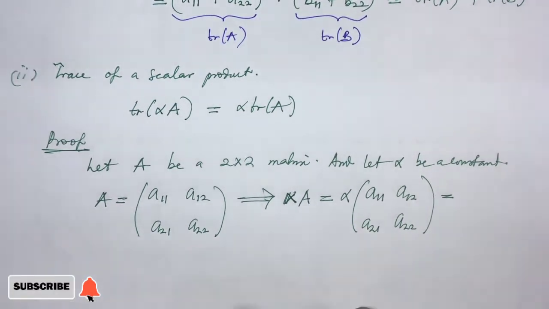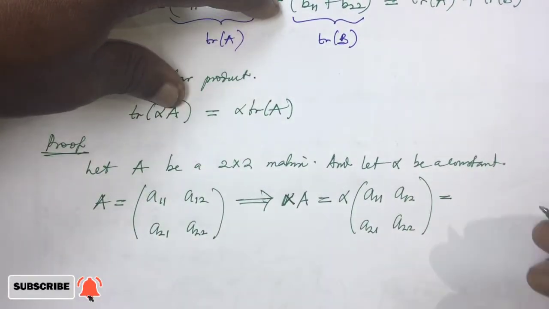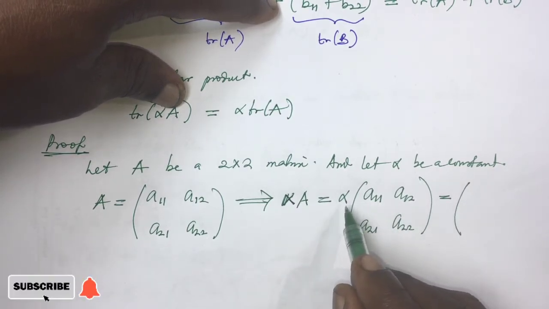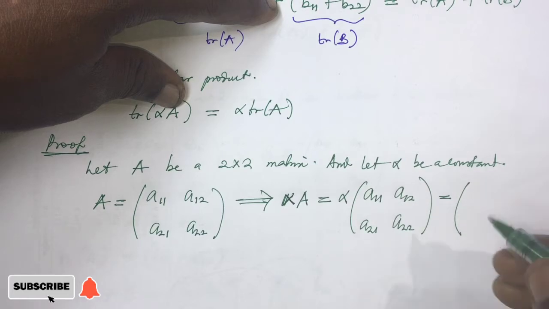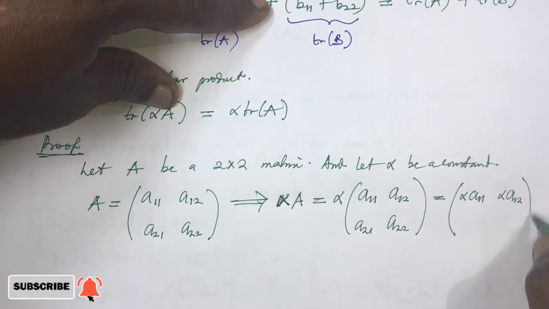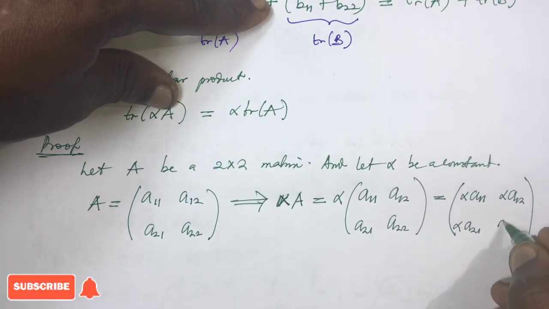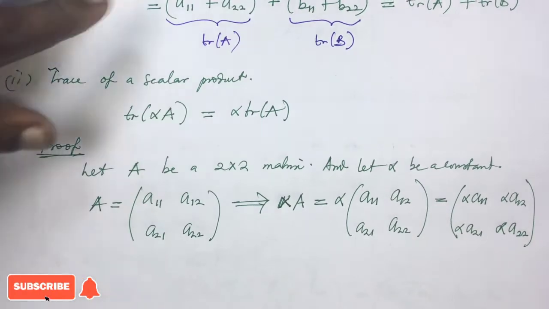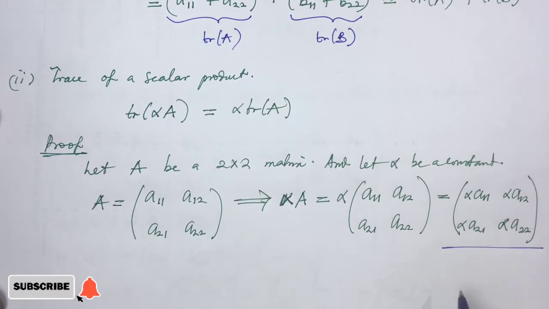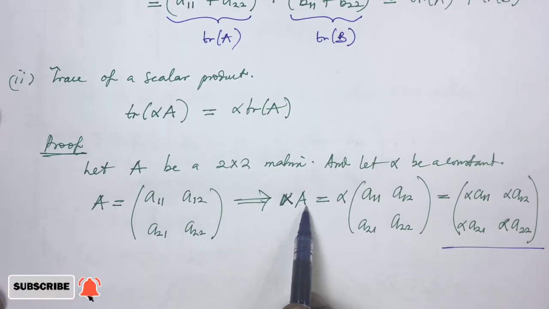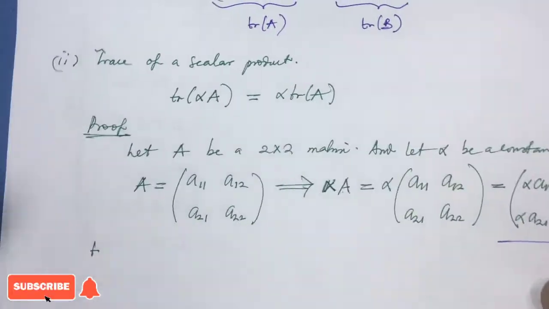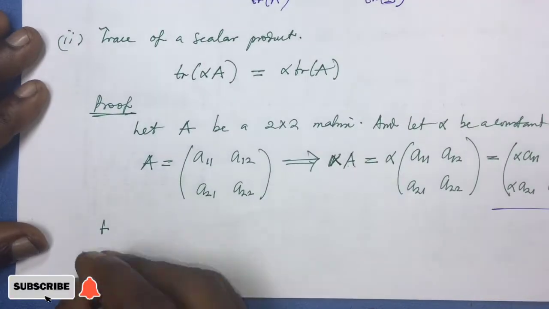Now, if you have watched our videos on scalar multiples, then you would come to realize that the result of multiplying a scalar by a matrix is that of multiplying each element in the matrix by the scalar. So this will be alpha A11, alpha times A12, alpha times A21, and finally alpha times A22. Now, let us take the trace of this result, which is alpha A.